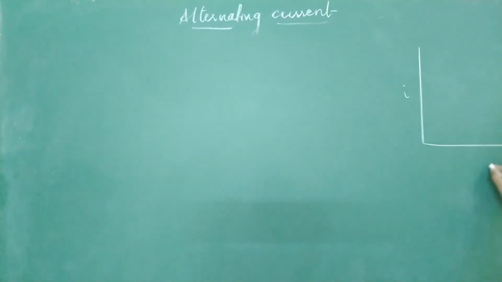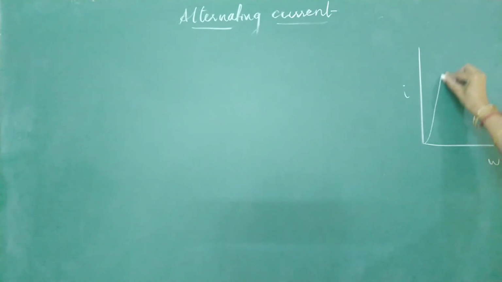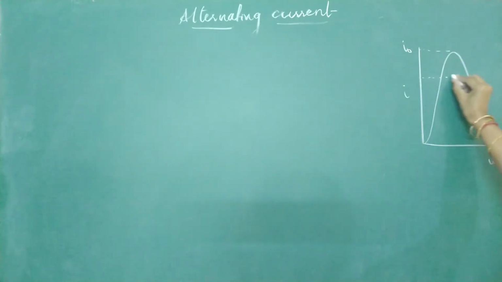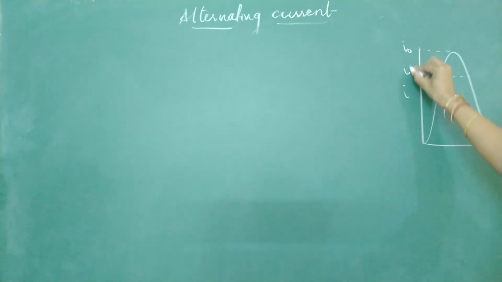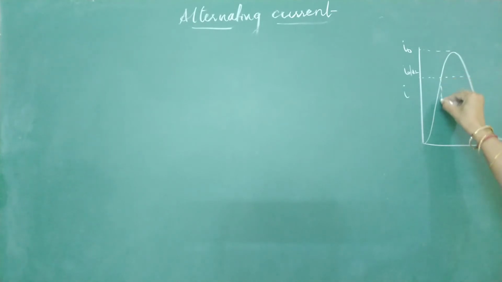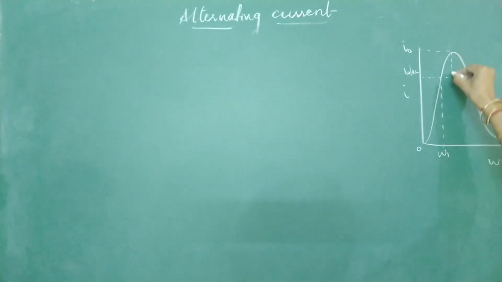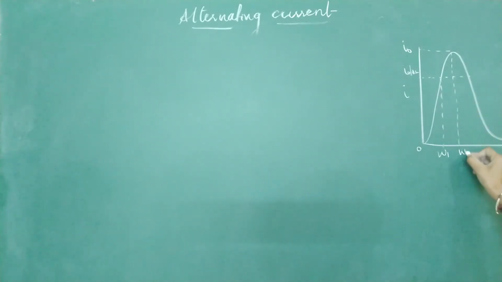I versus omega graph. We took the peak value of current as I0. When the current has reduced to I0 by root 2, we call this frequency omega 1. The peak value is at omega r, the resonating frequency, and this is omega 2.